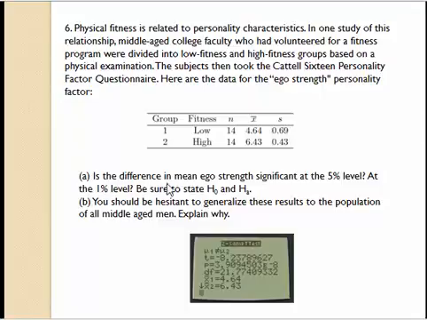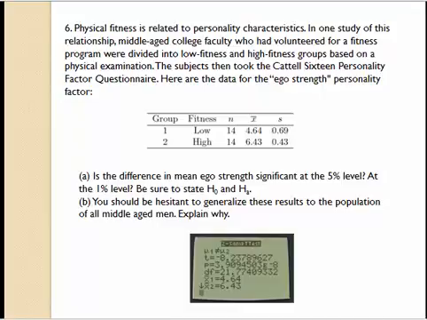This one, part A, it just says, is there a difference? So it's going to be a two-sided, mu1 not equal to mu2 instead of a less than or greater than. Is there a difference in mean ego strength training at the 5% level or at the 1% level? Be sure to state the null and alternative hypothesis.